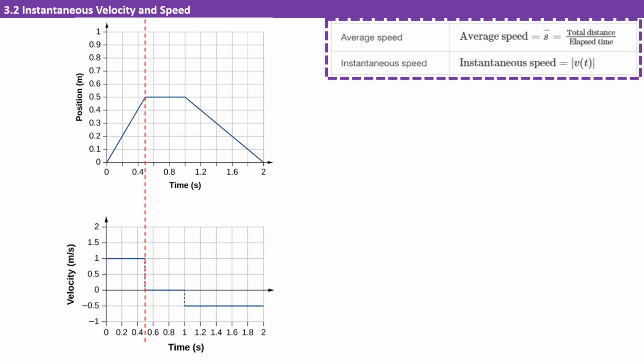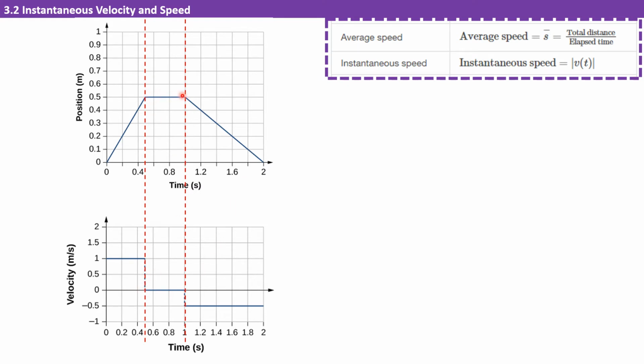So let's look at this first section in which we have a positive slope on the position. If we look at the total distance traveled, we see that it's 0.5 and the total time is 0.5 seconds. So 0.5 meters over 0.5 seconds gives you 1 meter per second. And then if we look at the second segment right here, we find that we're not moving any distance. So the numerator up here is 0. So that means that the velocity is 0 during that length of time.